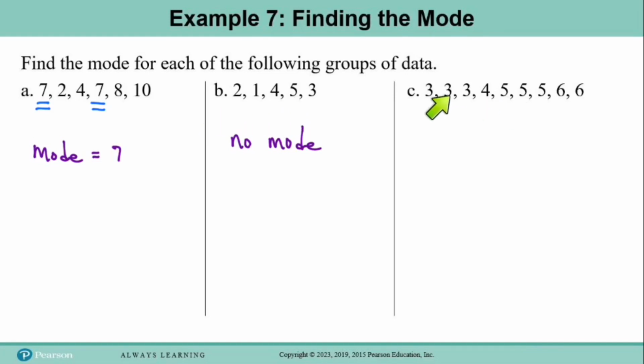For the next data set, we have 3, 3, 3, 4, 5, 5, 5, 6, 6. So there are two 6s, but there are three 5s, and there are three 3s. So these two values occur at a higher frequency than the other two values. So for this data set, the modes are 3 and 5. And unlike when we were finding median, we do not average these together or anything. We just report two modes, just list both numbers.